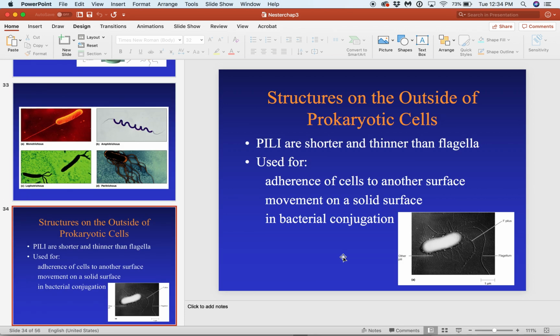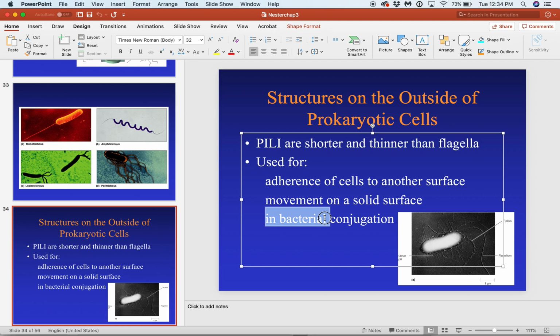Okay, pili are shorter versions of flagella, basically. I have here on the slide, you guys can read it. You don't probably need to hear me read it, but it's used for adherence of cells to another surface, used for some movement, sometimes on a solid surface, but most importantly, in this thing called bacterial conjugation, right there.